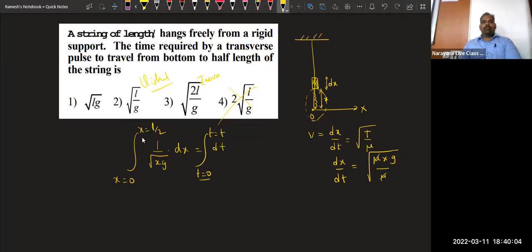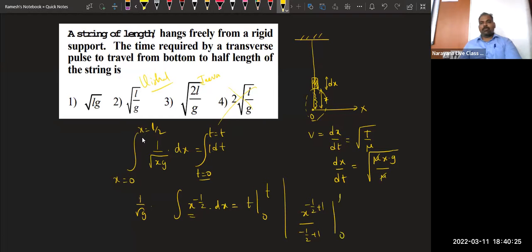Okay. So 1 by under root of g, integration of x power minus 1 by 2 into dx, na? And integration of 1 into dt, how much? T, put the limits from 0 to t. And what about integration of x power minus 1 by 2? X power minus 1 by 2 plus 1 divided by minus 1 by 2 plus 1, from 0 to L by 2, and here equal to t.